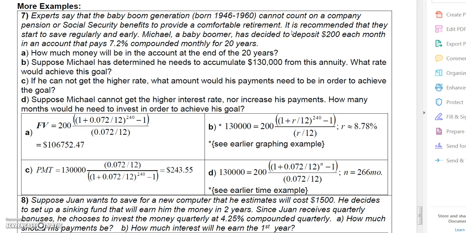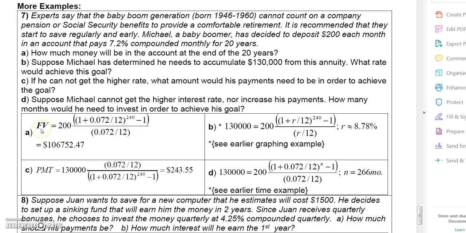Basically, let me just summarize here. Michael is a baby boomer, and he's decided that he's going to deposit $200 each month into an account that pays 7.2% annual rate, compounded monthly for 20 years. So the first thing we're going to look at is how much money will be in the account at the end of 20 years. I don't want to spend a lot of time on that because that's pretty straightforward.